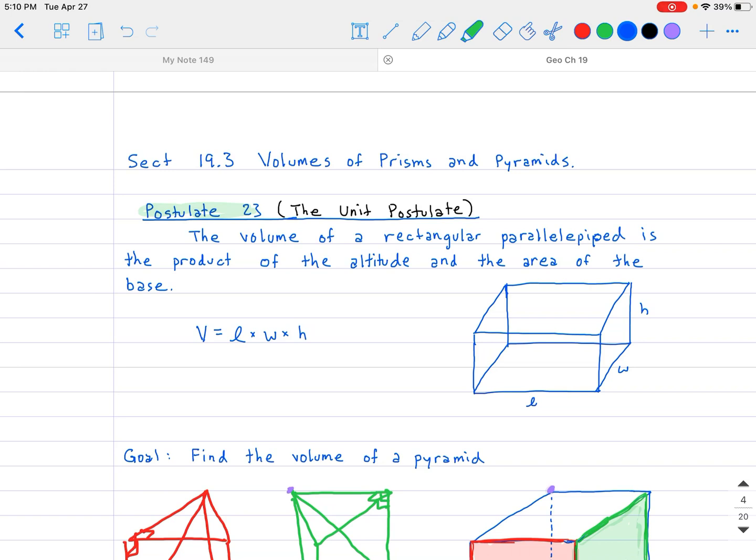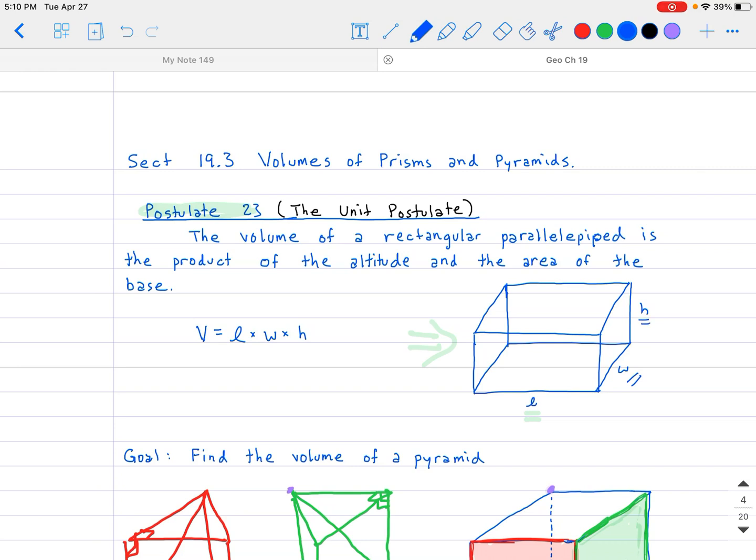In this case, it says that the volume of a rectangular parallelepiped is the product of the altitude and the area of the base. So here is a parallelepiped, which is basically a fancy word for a rectangular box. Notice that we have the length, which we denote as L, the width, which we denote as W, and then the height, which we denote as H.